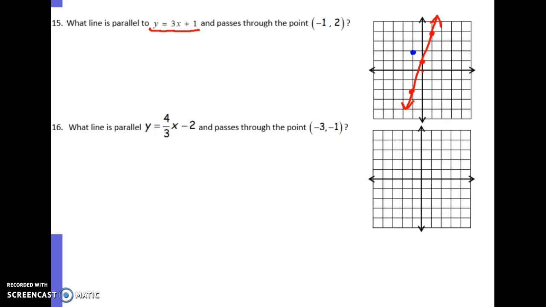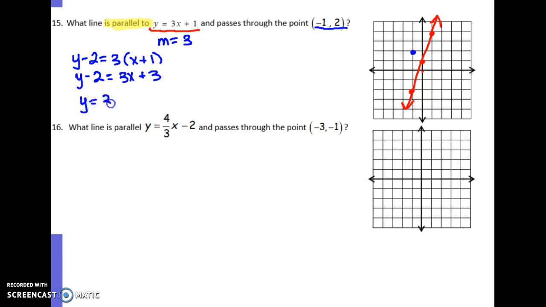Okay, these are parallel, so we know they have to have the same slope. Here the slope is 3. We're going to use the same slope for the new line, and we're going to use this point. So point slope form again, y minus 2 is equal to 3 times x plus 1. y minus 2 is equal to 3x plus 3. And we finish with y is equal to 3x plus 5, because we added 2 to both sides.